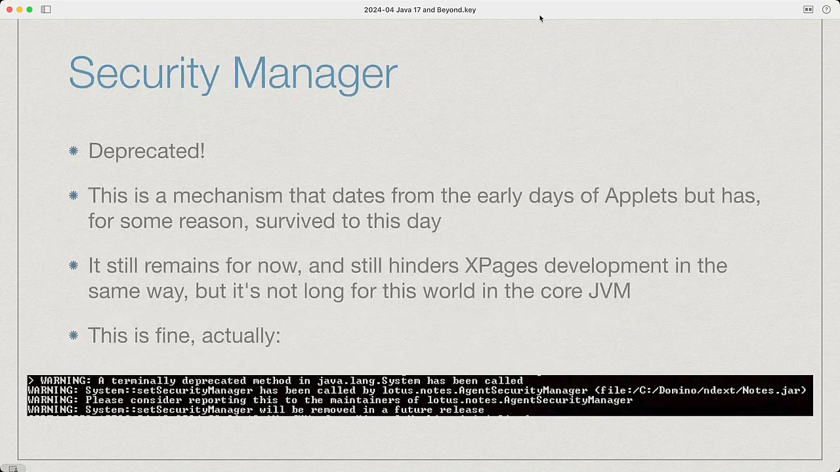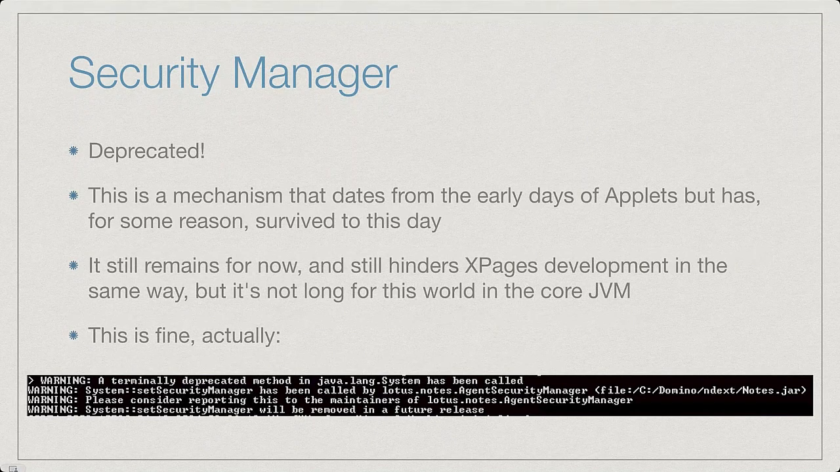Next up, Security Manager is deprecated. So this is a mechanism that dates from the early days of applets, because you would want to control what applets are doing on your desktop when you're running them in Netscape Navigator. For some reason, this is still here, and it's still used, and Domino still does it, at least for XPages, very poorly. And it still hinders XPages development in the same way. It's still there in Java 17. It's still there in Domino 14, unchanged.